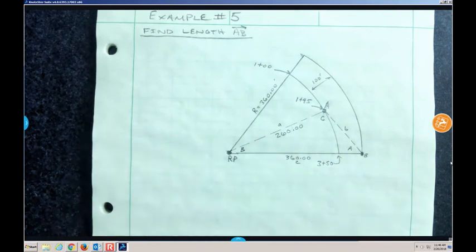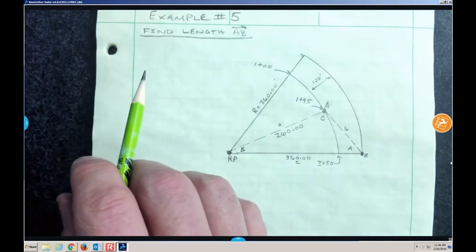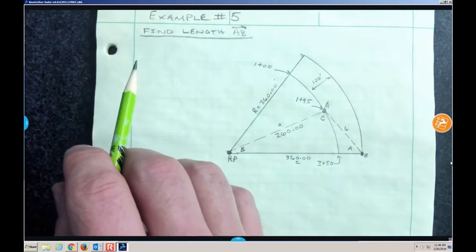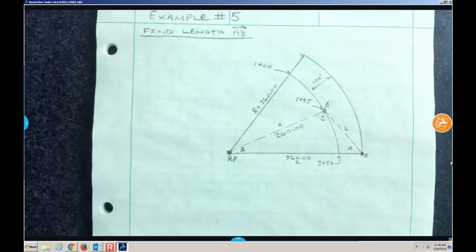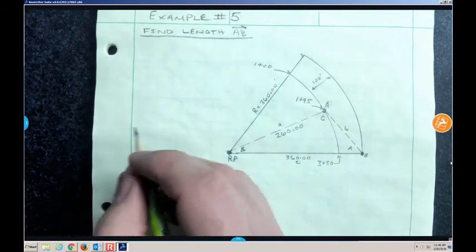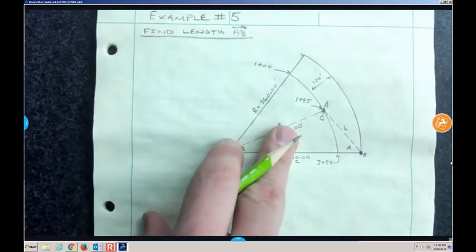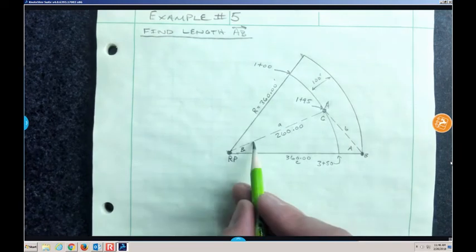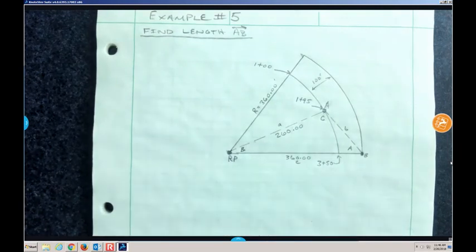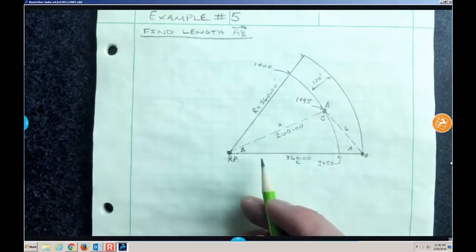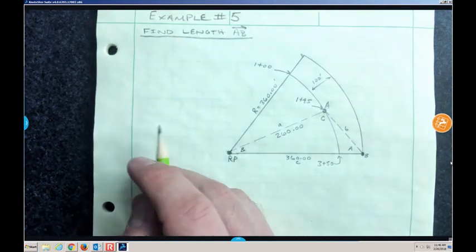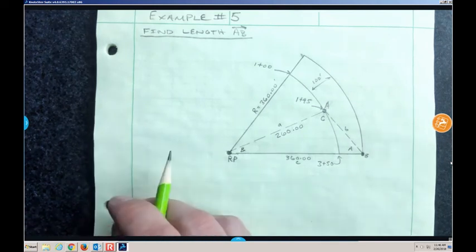So let's take a look and see if we can figure out some other stuff here. We want to figure out B. So one of the things we're going to have to find is this angle, which is going to be our I. That's what we're going to try finding. Can we assume coordinates? Nope, can't assume coordinates.